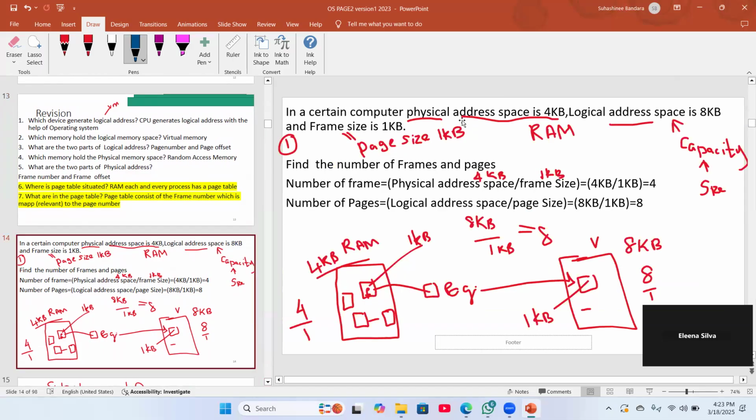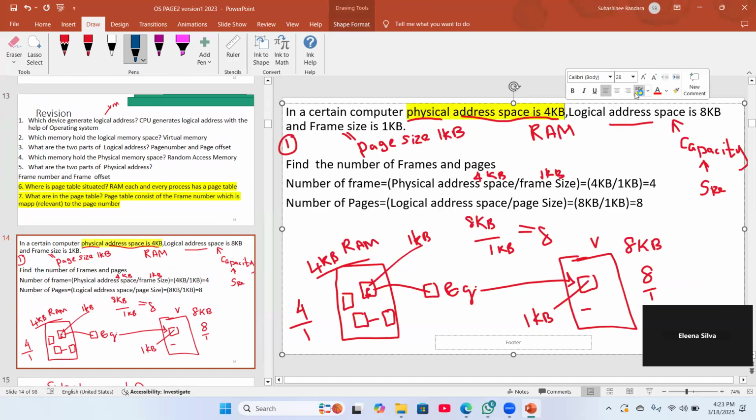In a certain computer, the physical address space is 4 KB. Just think, physical address space means the entire physical address. This is equal to 4 KB. Logical address space is 8 KB. That means the virtual memory address is 8 KB and the random access memory space is 4 KB. The frame size is 1 KB. So if one frame size is equal to 1 KB, that is also equal to the page size, because our first equation: page size is equal to frame size.